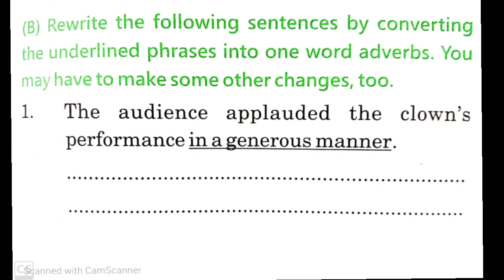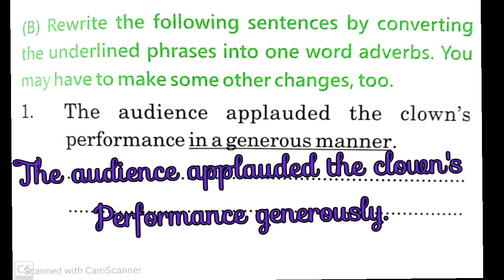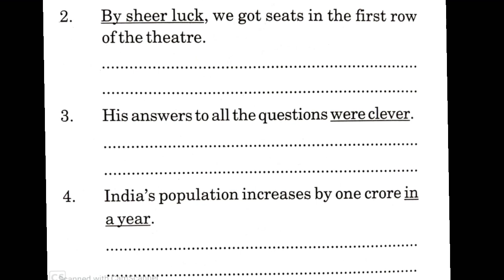The question number 2. Rewrite the following sentences by converting the underlined phrases into one-word adverbs. And you may have to make some other changes too. First sentence, the audience applauded the clown's performance in a generous manner. And the answer is, the audience applauded the clown's performance generously. Second, by sheer luck, we got seats in the first row of the theatre. Answer, luckily, we got seats in the first row of the theatre.